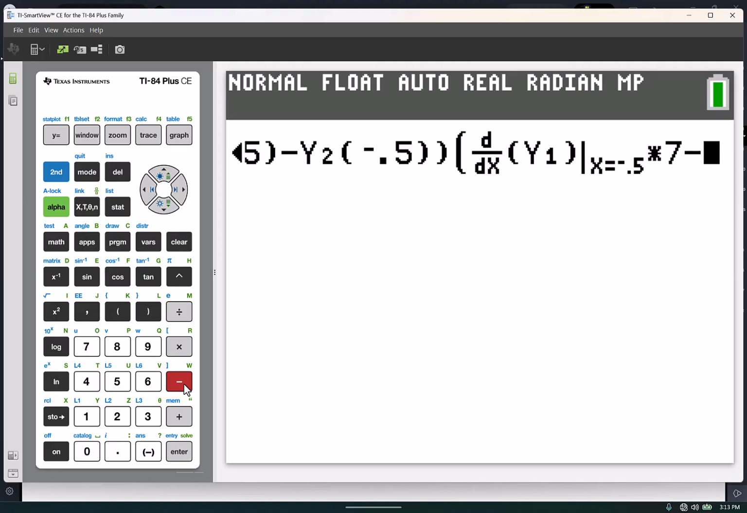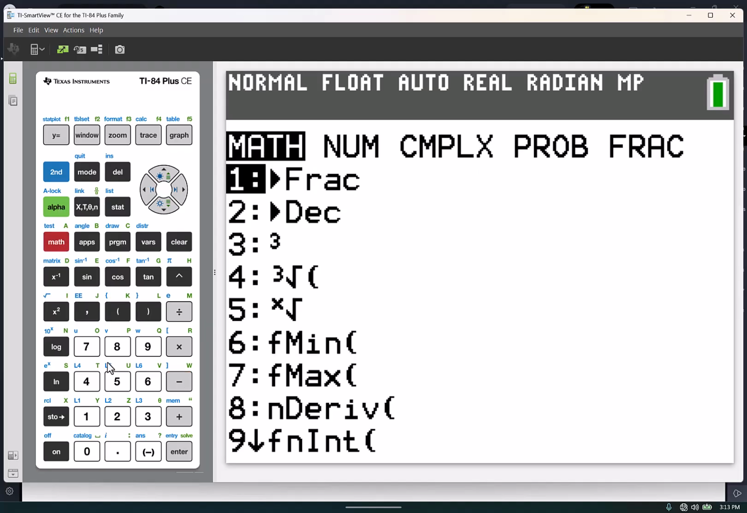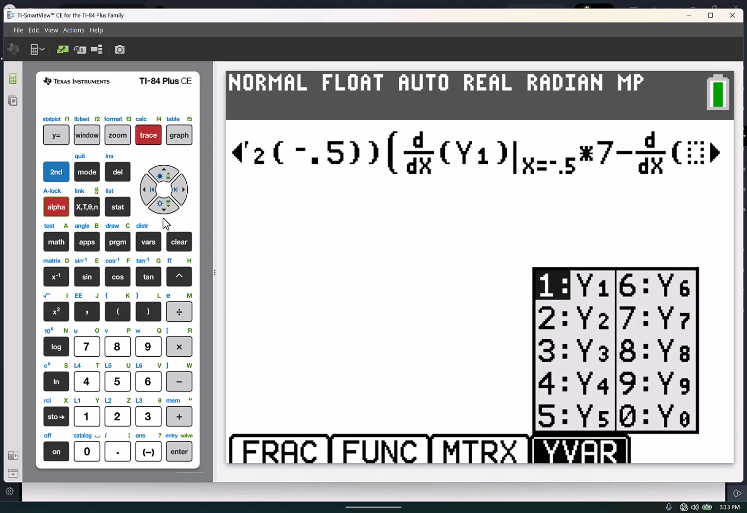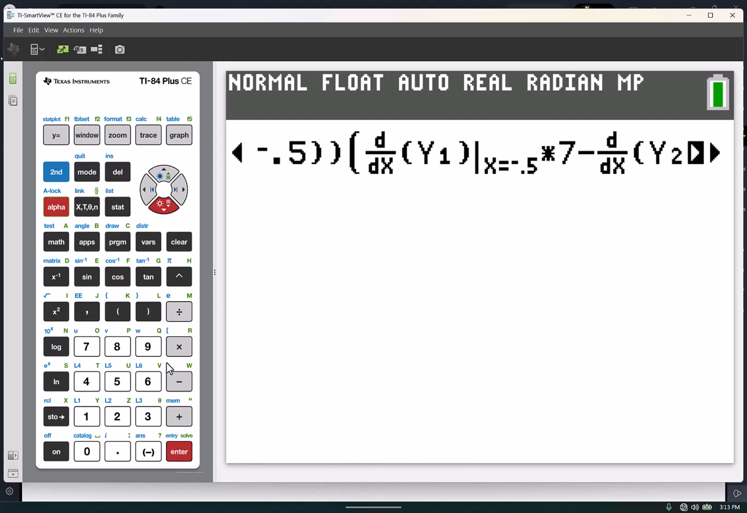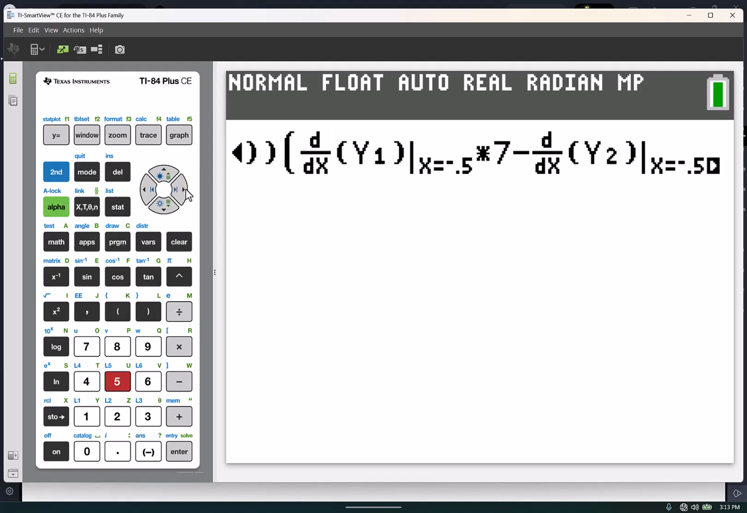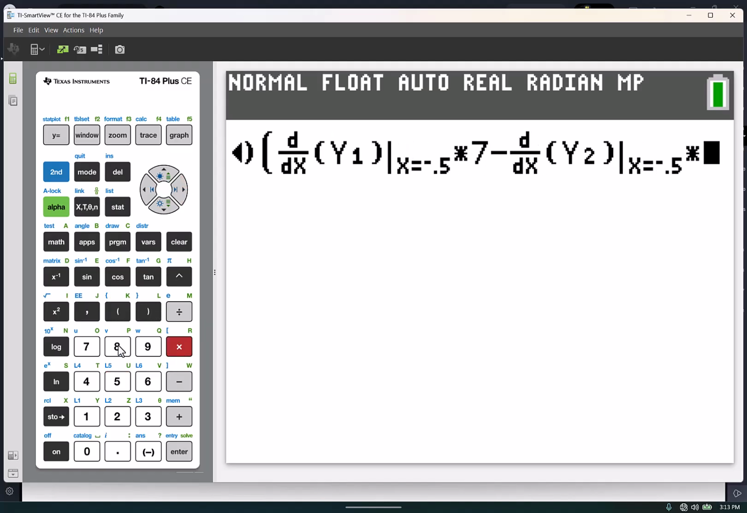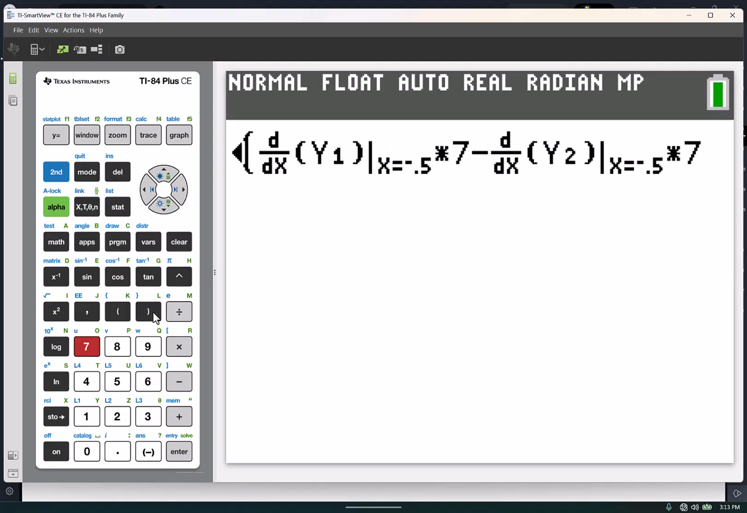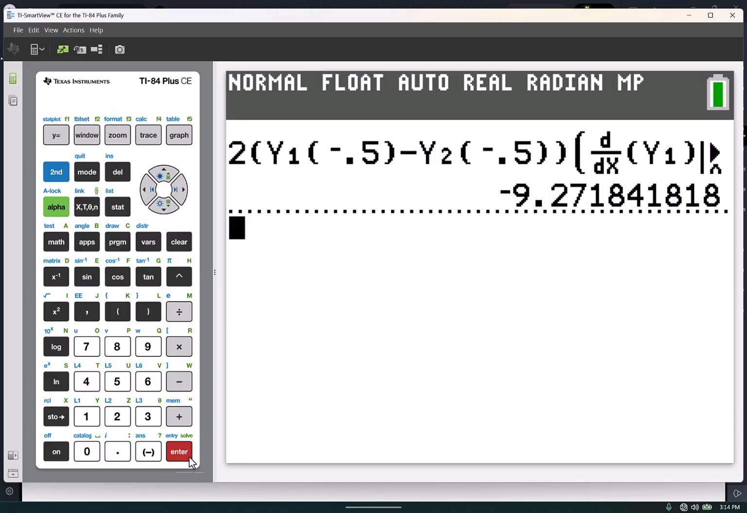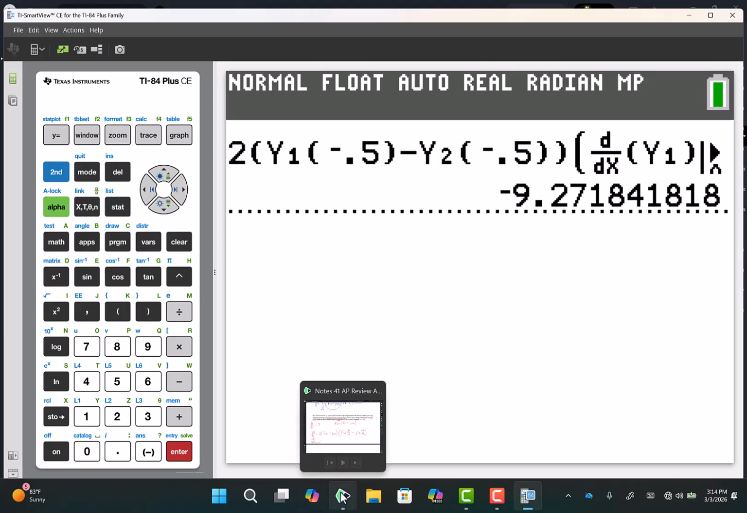Okay. We're still okay? Minus math 8x alpha trace y2 at negative 0.5, scroll to the right, and then I come out of there and I go times what? 7. Close the whole shebang. Enter. Did you guys get that answer? Yeah, you got to be very careful with your parentheses, guys.